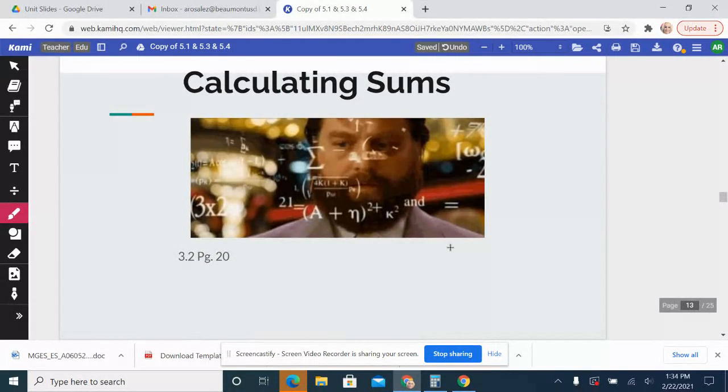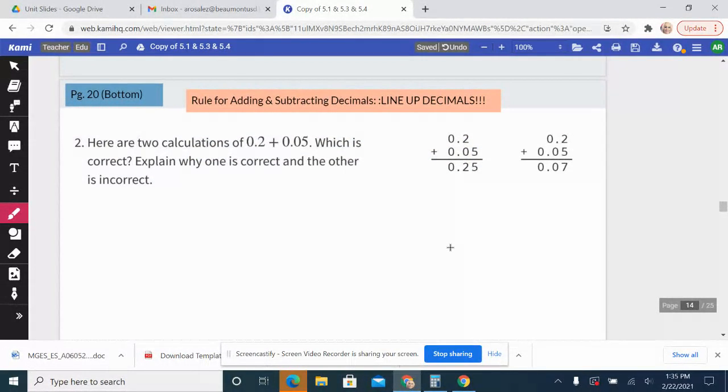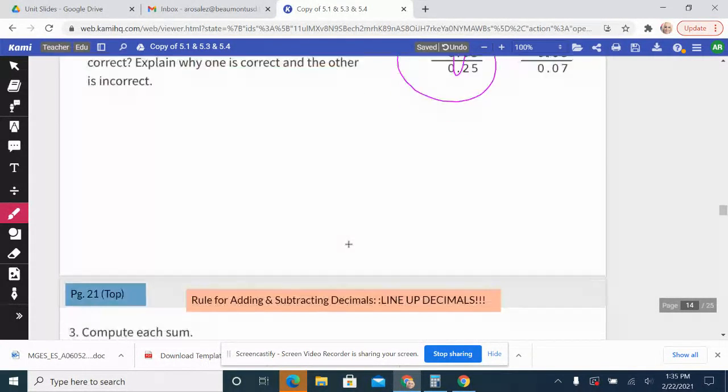So now we're calculating sums, and you're on section 3.2, and it's the same page. So you're still on page 20. You're at the bottom. So remember your rule, line up the decimal. So here are two calculations, 0.2 plus 0.05, which is correct. Okay, so you're looking at it. Now what's happening here is their decimal is sideways or it's diagonal. Your decimal places need to look like what you see right there. So the correct one, go ahead and circle that one for me. They didn't line up the decimal. Okay, so that would be the correct one.